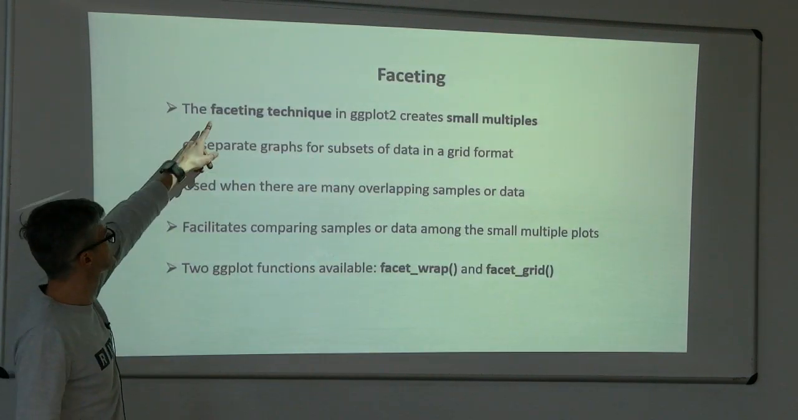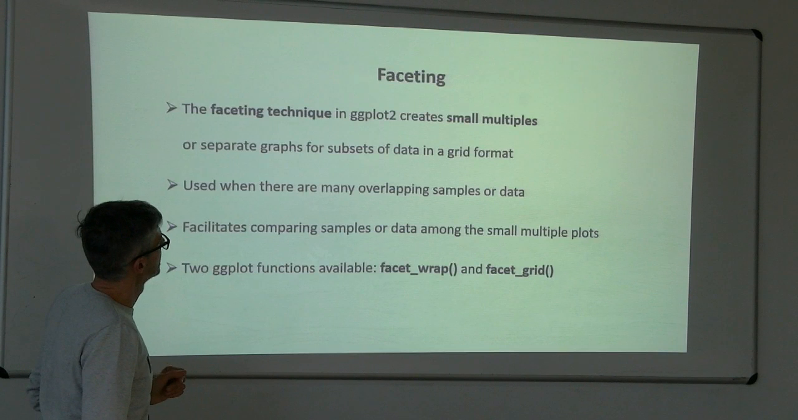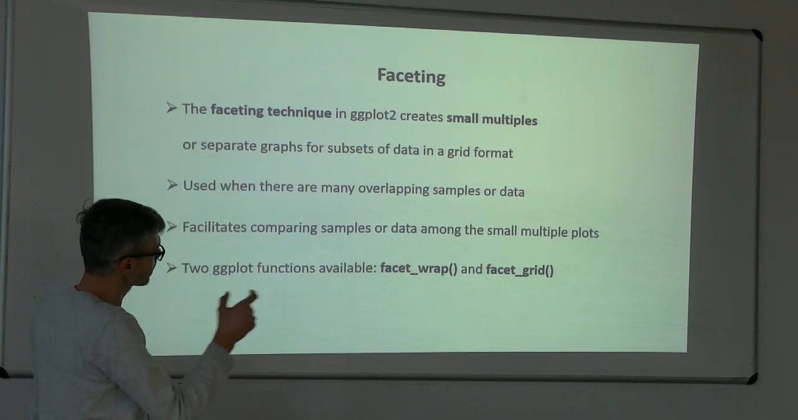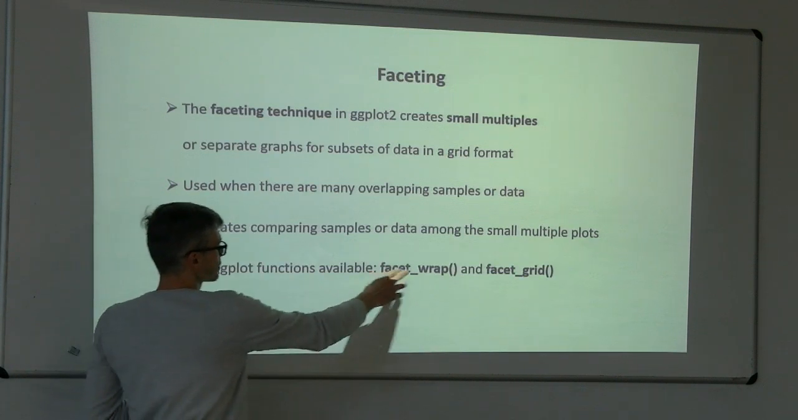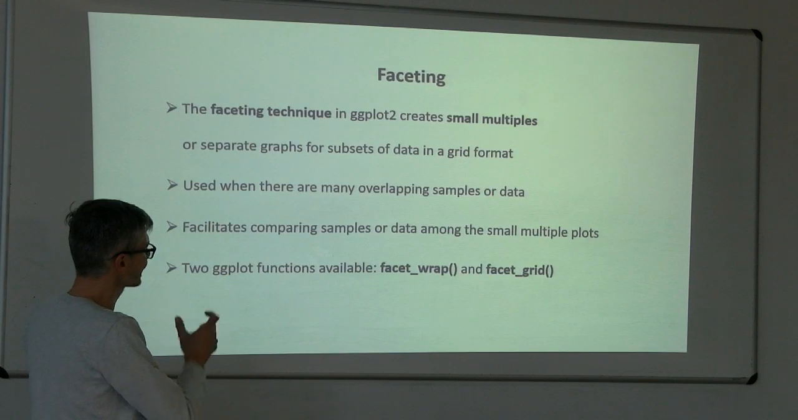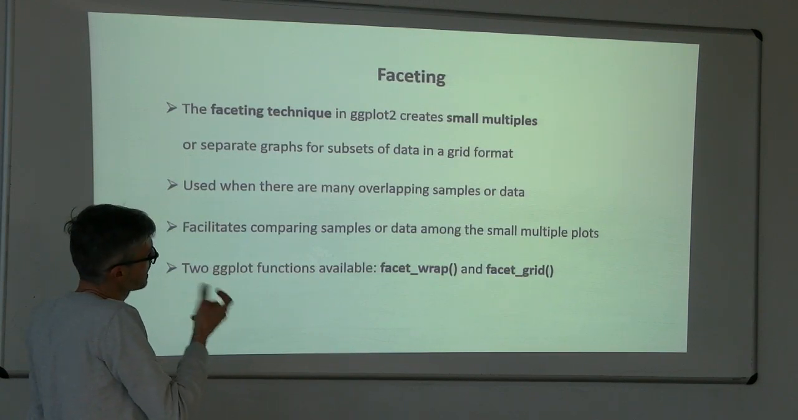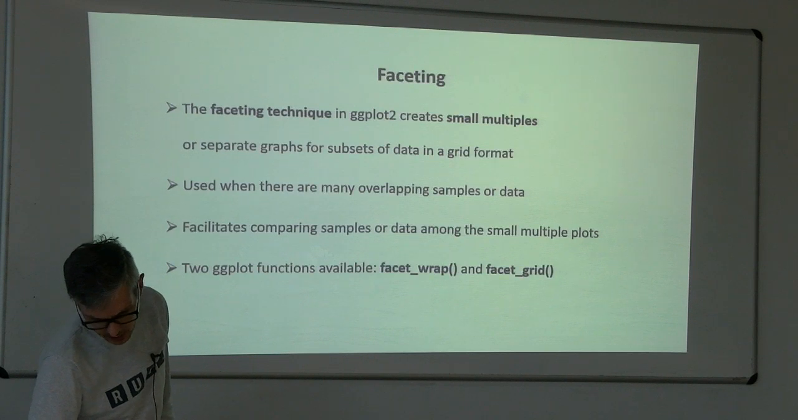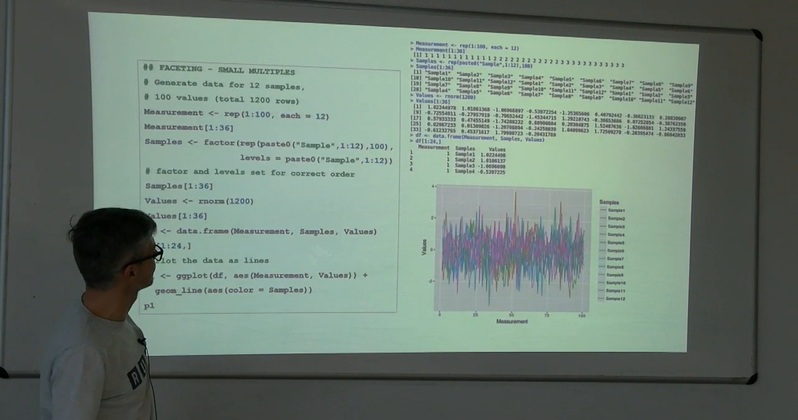You can actually use the faceting technique. So what you then create is what we call small multiples. Same kind of plots in like a graph or a grid system. So these are the two functions you can use, the facet_wrap or the facet_grid. And you can get similar plots with, for example, one sample in each plot. So this makes it much easier and better actually to look at the data.